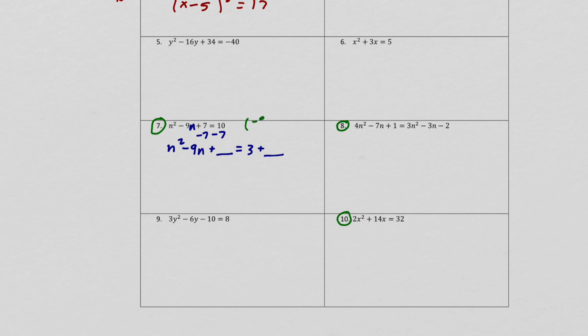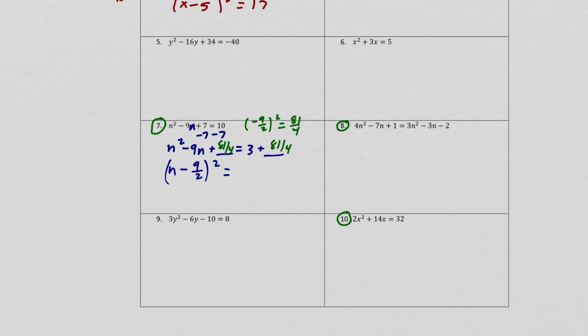We're going to take the -9, divide it by 2, and square it, and this is going to get us 81 over 4. 81 over 4 is the number we're going to put right here. All right, on the left-hand side, this is where we want to use our shortcut. The shortcut, again, is to take that -9, divide it by 2, and leave it like that. So it is going to be n subtract 9 over 2 in parentheses quantity squared.